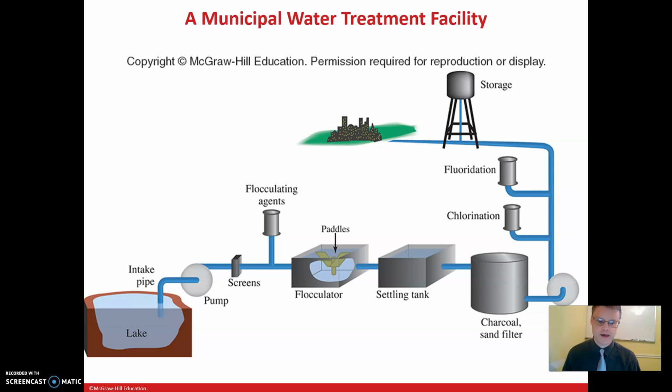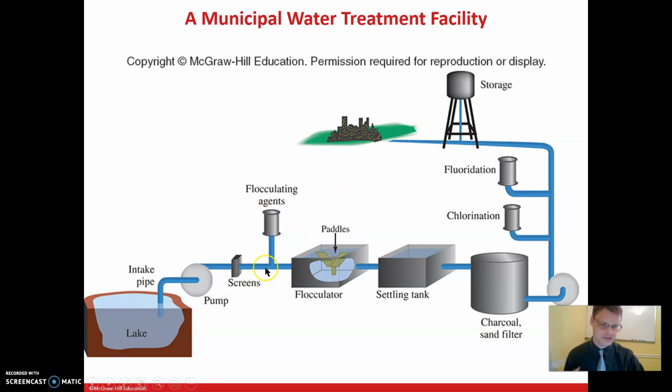All right, if we were to take water from a lake, here are the different parts of the process involved in treating the water at a municipal water plant. First, the water gets pumped out of the lake and goes through screens to remove largish items, and then flocculating agents are added, and I'll talk on the next slide about what they do. The flocculating agents get mixed with the water, and then we go through a settling tank.